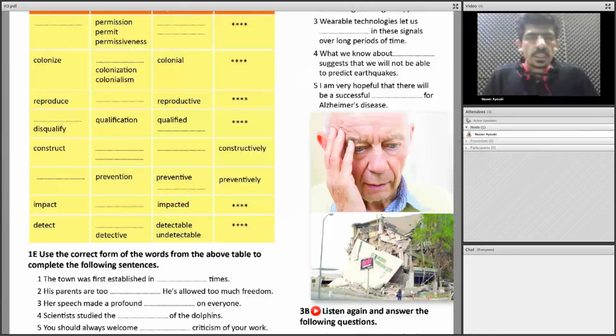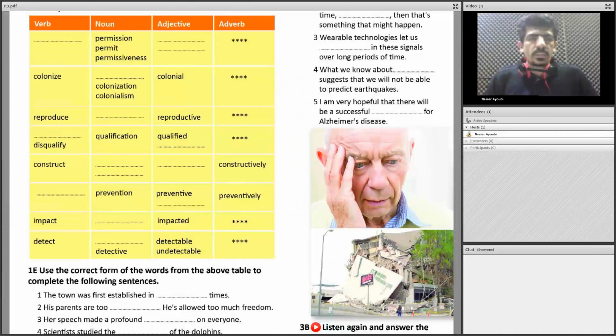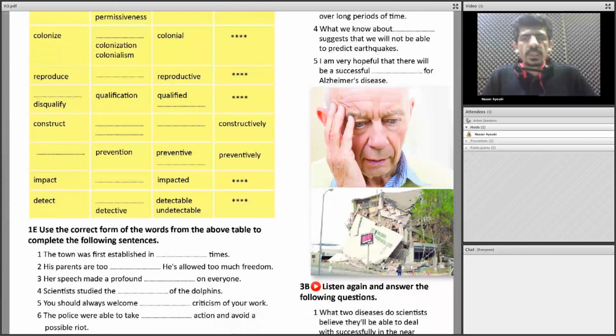The next word in the list is reproduce. Reproduce means to regenerate, copy, produce young. The noun form is reproduction. An adjective is reproductive, for example, reproductive systems, reproductive organs of humans or other living things. For example, the turtles return to the coast to reproduce.